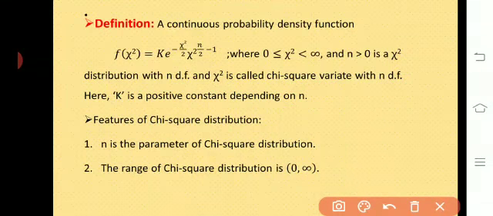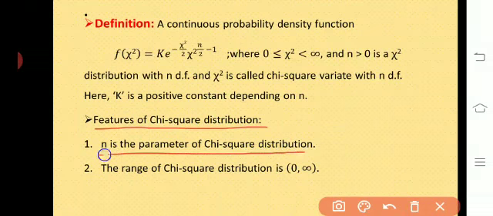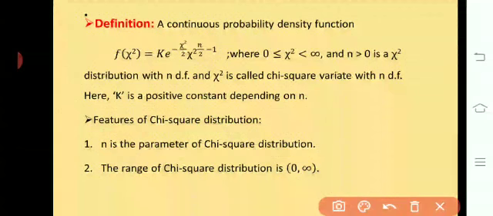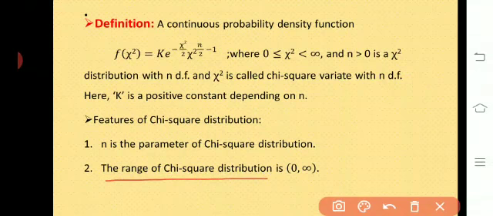Then we have the features or properties of chi-square distribution. The first feature is that n, that is the degrees of freedom, is the parameter of chi-square distribution. The second feature is that the range of chi-square distribution is 0 to infinity, that is 0 less than or equal to chi-square less than infinity.